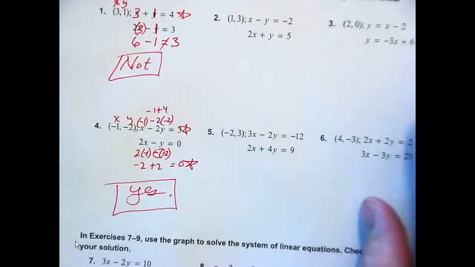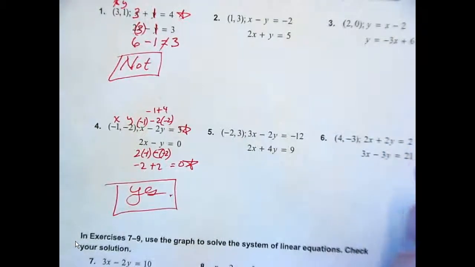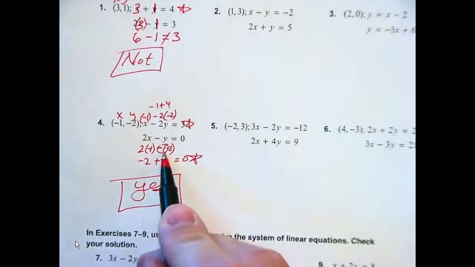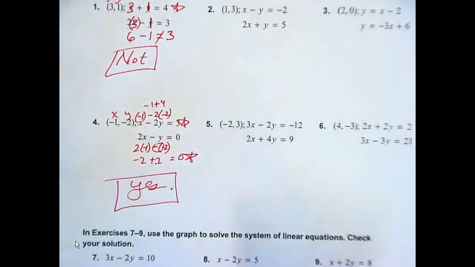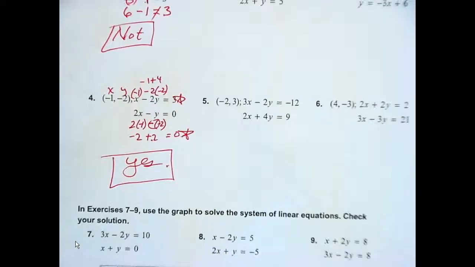Well done. All right, don't forget this double negative right here makes it plus. Substitute inside parentheses always. If you forgot to substitute inside parentheses, you probably got negative 4 there, which was wrong. Any questions? Give number 7 a go.